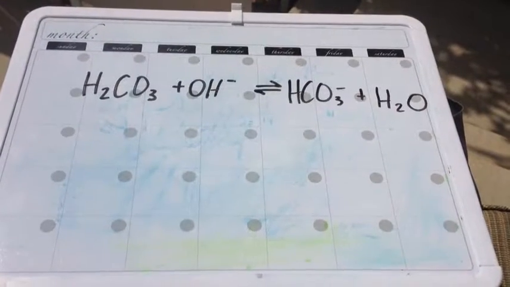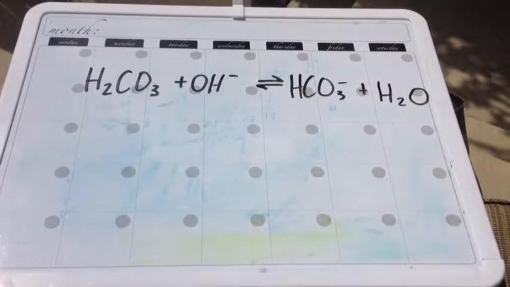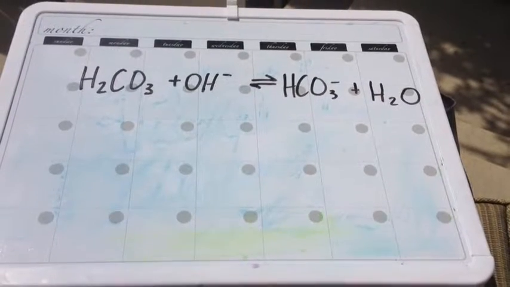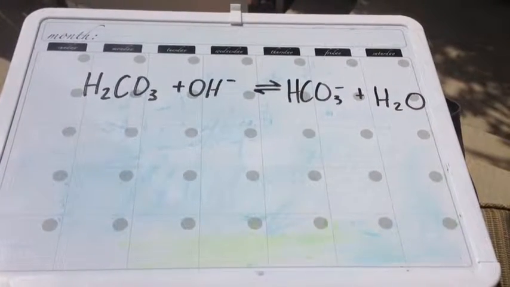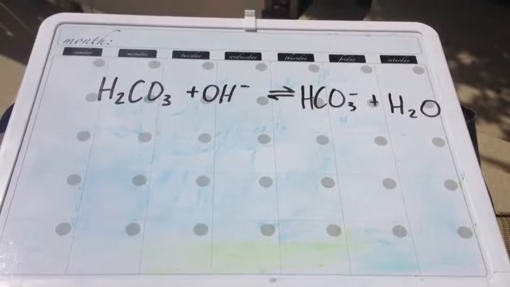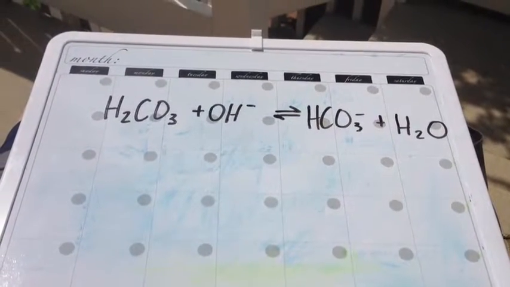Today I'm going to be doing a chemistry lesson, my first one, over acids and bases and conjugate acids and bases. To start off with, an acid is a substance that donates a hydrogen, and a base is a substance that accepts a hydrogen.